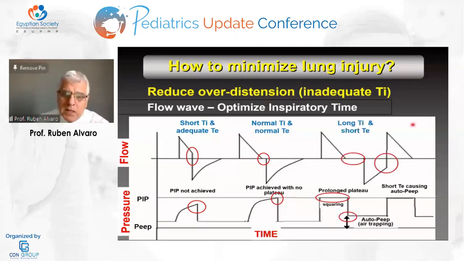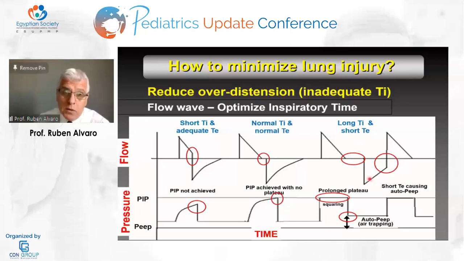And then in the last example, I'm going to show you an example with a long TI and a short TE. Again, here you have the inspiratory flow that reaches baseline, but then you have a long pause here, okay, before the next inspiratory flow begins. So when you do that, you end up with a prolonged plateau in your peak inspiratory pressure, okay? And because your TI is too long, your TE becomes too short, okay?